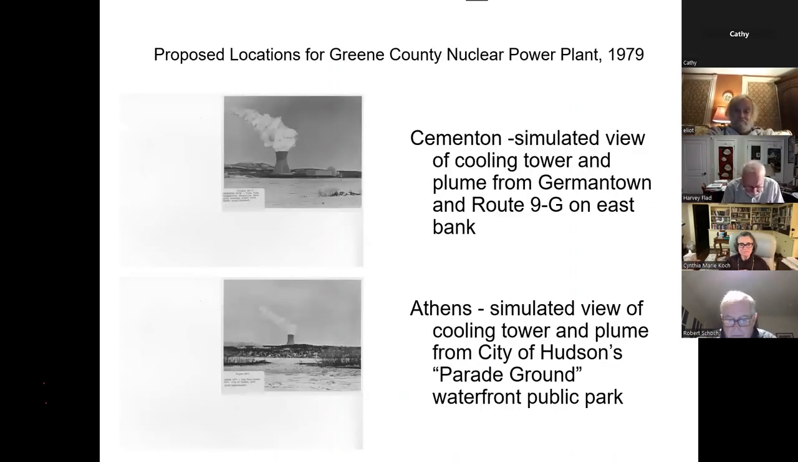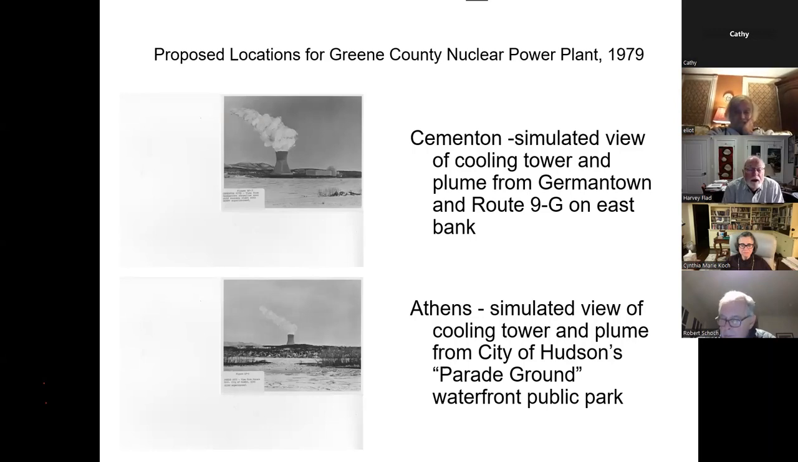The opponents against the Greene County Nuclear Power Plant included, there were two of us who did different testimonies about the scenic and visual impact. The drawings that we were able to do included the one at Cementon, which was the cooling tower and the plume as seen from Germantown or from Route 9G or from indeed across from Olana itself.